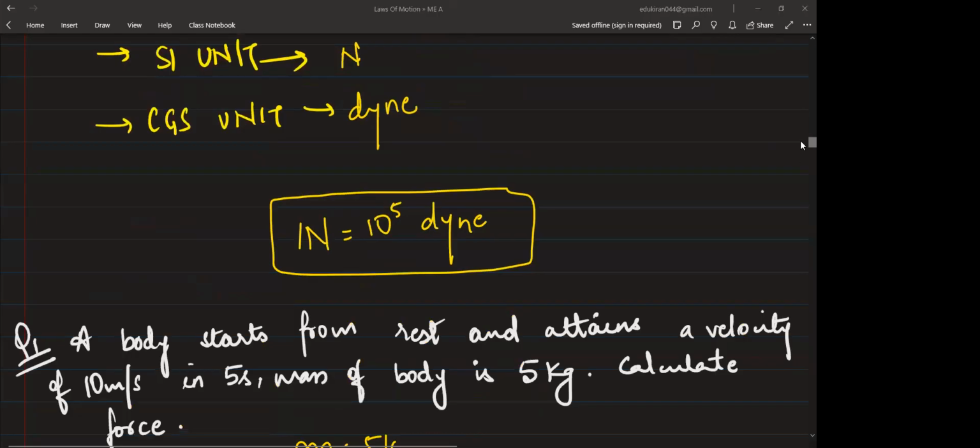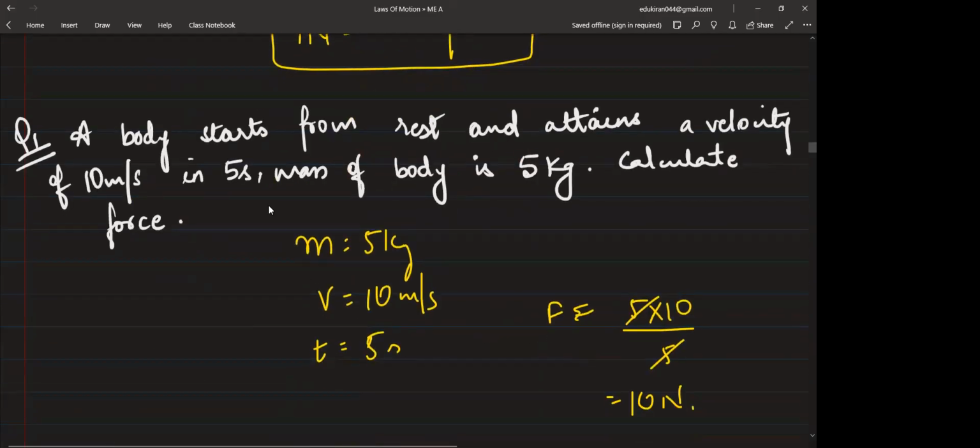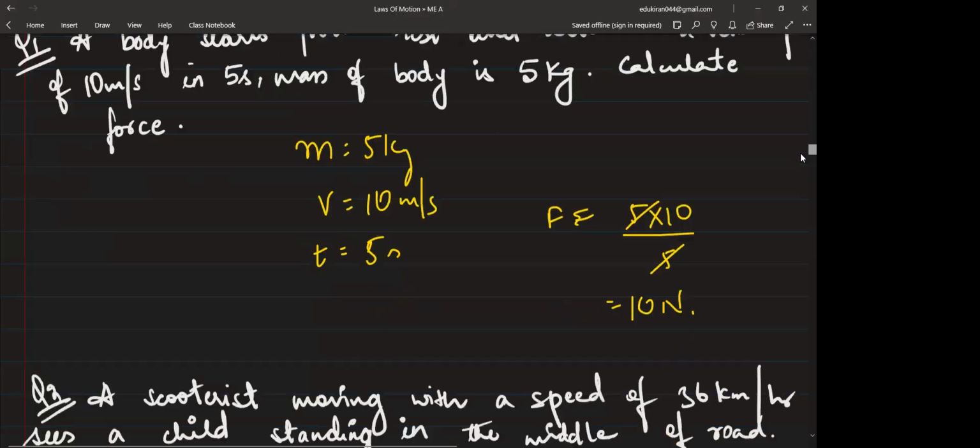See, this is a very basic question. A body starts from rest and attains a velocity of 10 meter per second in 5 seconds. Mass of the body is 5 kg. Calculate the force. This is a question we have discussed in the main class only, so that's why the solution is also written.